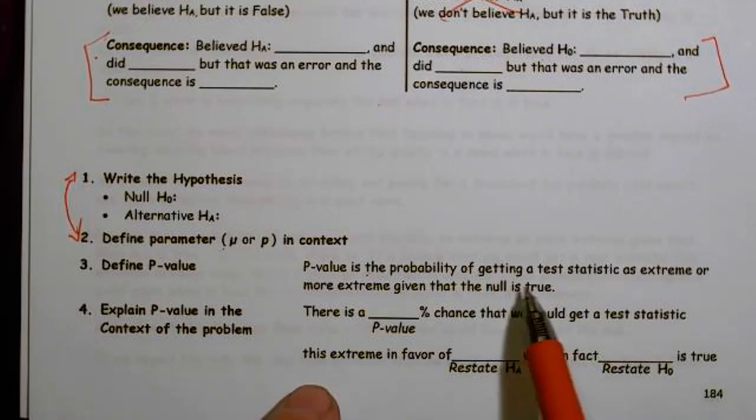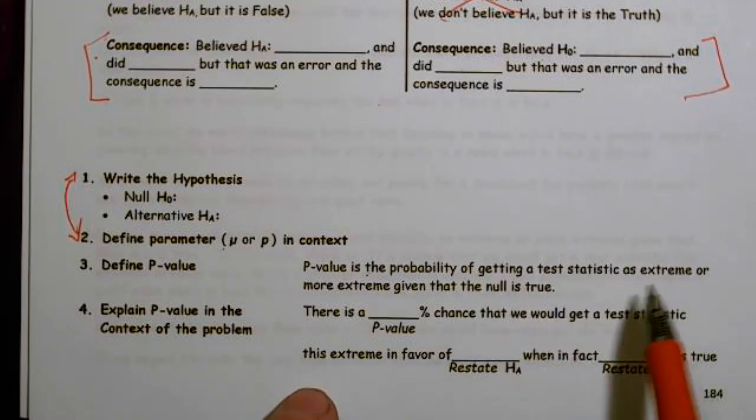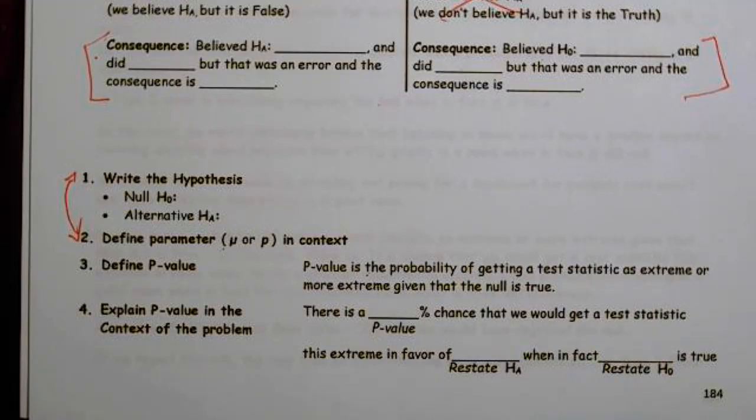So p-value is the probability of getting a test statistic as extreme or more extreme given the null is true. Technically, giving them the definition gets you no credit, but it sets the reader up for letting them know that you understand what you're talking about. And then there's a blank percent, whatever our p-value is, that we would get a test statistic this extreme, in favor of the alternative in words, when in fact the null in words is actually true.